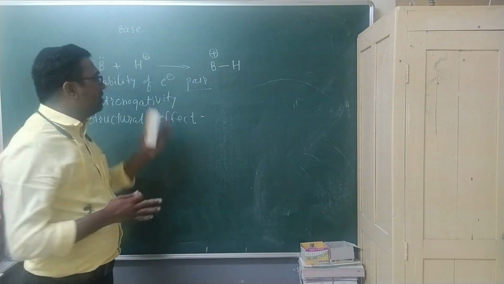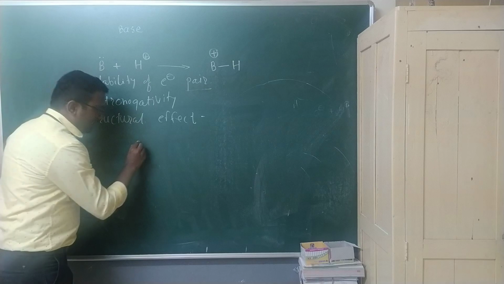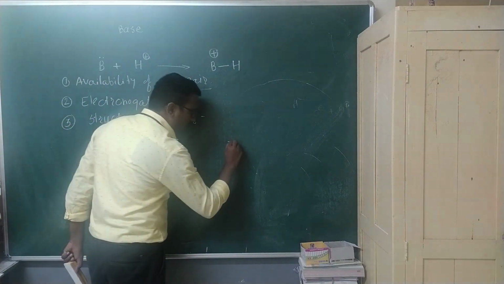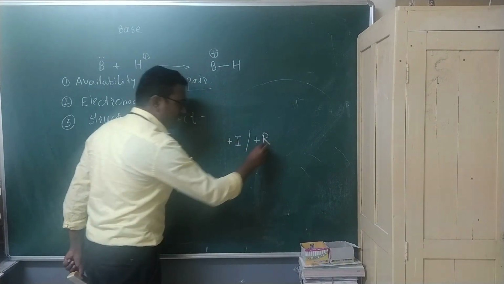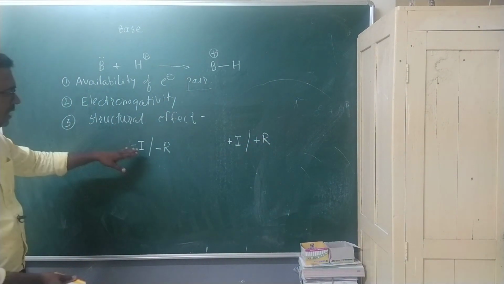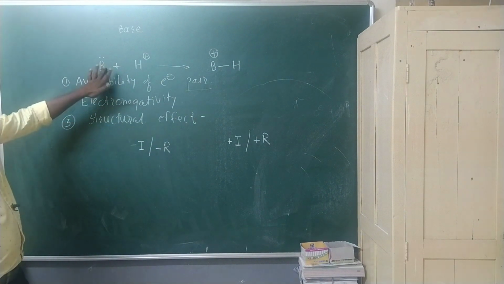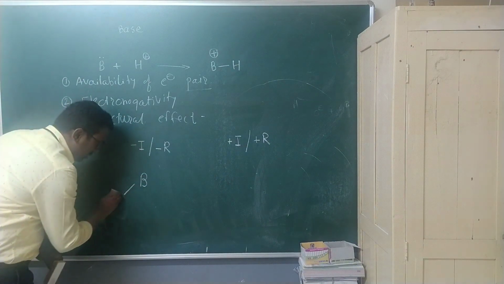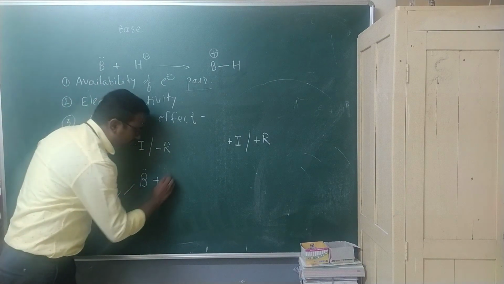It may have electron withdrawing ability. It may have minus I character, minus R character, or it may have electron donating inductive effect, electron donating resonance effect. It may have electron withdrawing inductive effect or electron withdrawing resonance effect. Suppose X group is attached to this base, from this example.